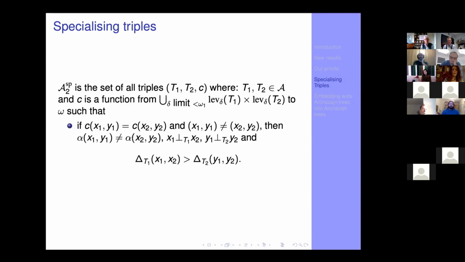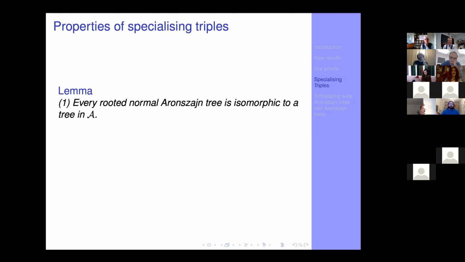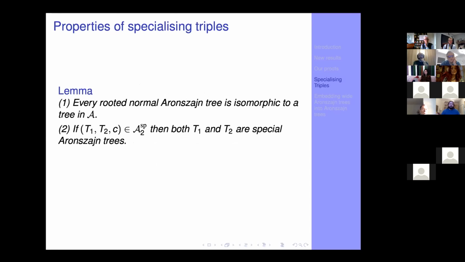And now, I hope that you have taken this definition, it's important. Let me now make some observations. First, a simple observation: every rooted normal Aronszajn tree is isomorphic to a tree in A. I think this is very easy to see, so I'm not going to spend time on it. This is an important one. If you have a specializing triple, then both T1 and T2 are special Aronszajn trees. So if you manage to find such a function C, you can prove that T1 and T2 are both specialized by some close relative of C. Now, I had intended to show you this proof on the board, but I cannot.